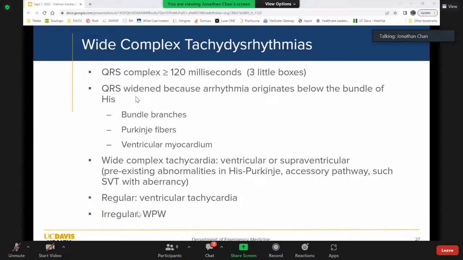Wide complex tachycardias can be ventricular or supraventricular. There's usually some pre-existing, congenital, or from-birth problem with the His-Purkinje system or an accessory pathway. We're going to talk about two different types of wide complex tachycardia: ventricular tachycardia, which is a regular rhythm, so everything looks the same, and an irregular wide complex tachycardia, which would be Wolff-Parkinson-White.